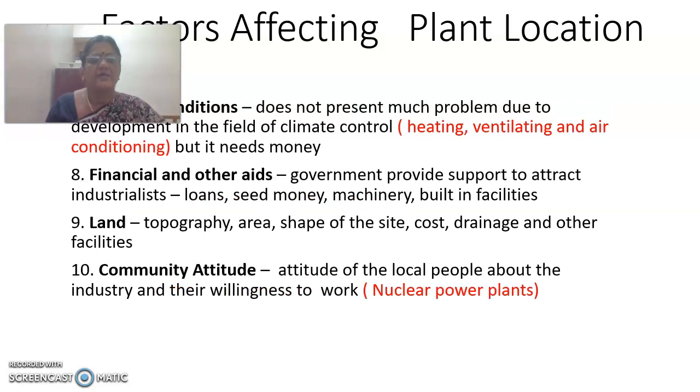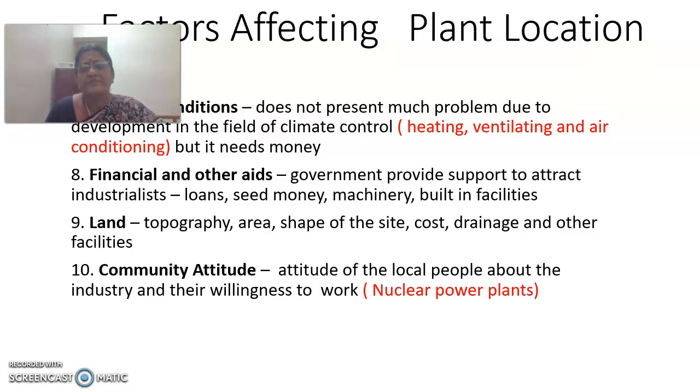The next one is climatic condition. In the present scenario, it does not present much problem due to the development in the field of climate control, that is heating, ventilation and air conditioning. But to control the climate, we need money. Therefore, it is better to find a place where the climate is naturally favorable. In that place, you can decide your plant.